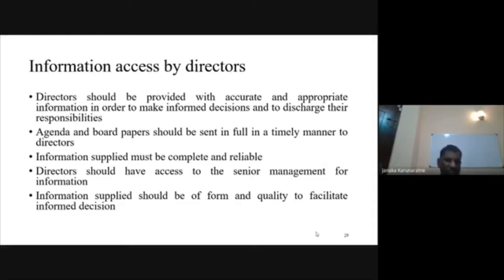Directors should have access to the senior management for information. If there is a necessity, directors should be able to contact the senior management for any clarification or further information for their analysis. Information should be supplied in a form and quality to facilitate informed decisions. As I mentioned, it must be of quality. I mean, the full set of information, complete, reliable, and of necessary quality.